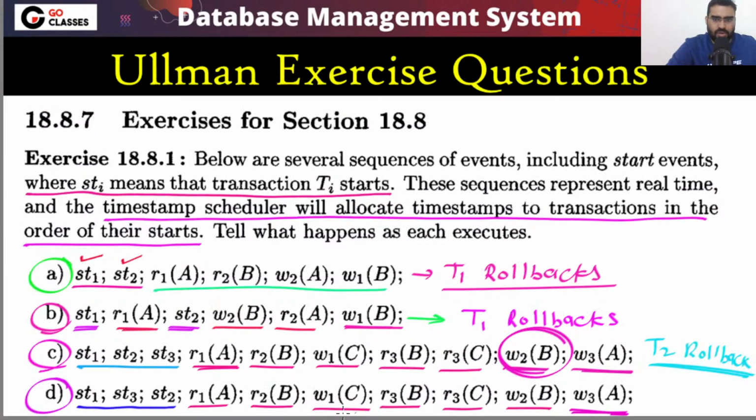No rollback. In this question, I can say this is allowed. Everything is perfect. In the question number D, there is no problem, so there is no rollback. So in options A, B, C, there will be rollback. Here rollback, rollback, rollback.